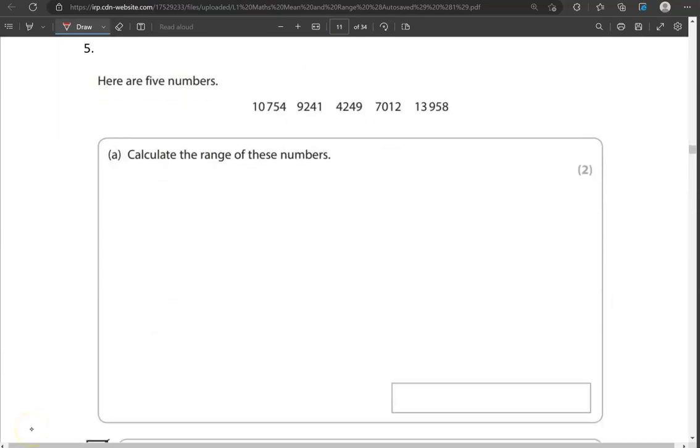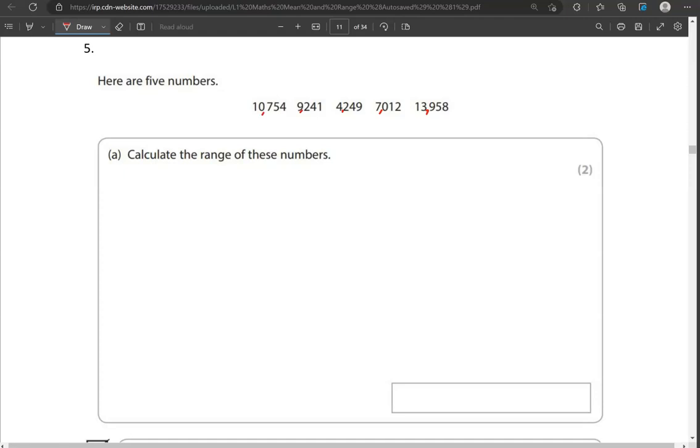Here are our 5 numbers. Calculate the range of these numbers. So we've got 10,754, 9,241, 4,249, 7,012, 13,958. It helps if we put a comma in here.